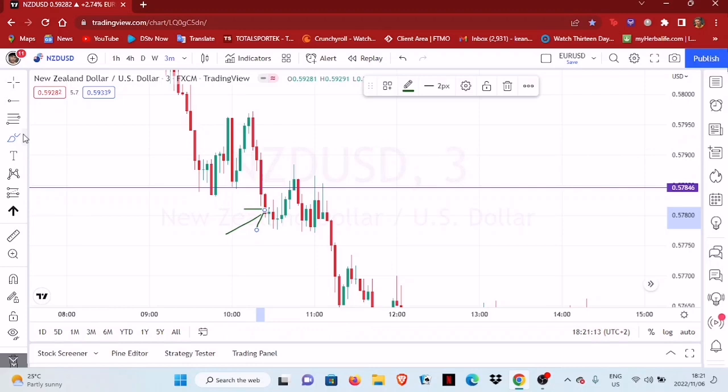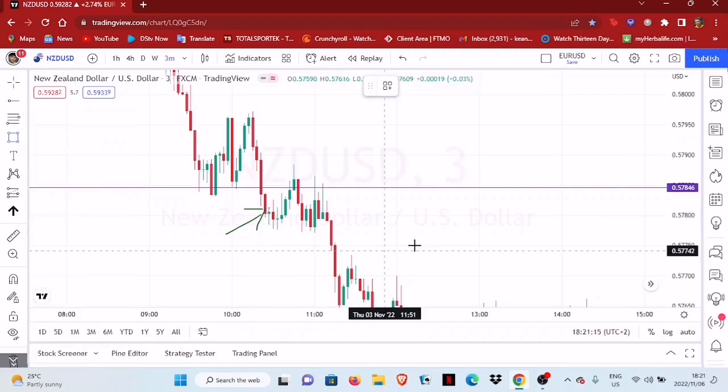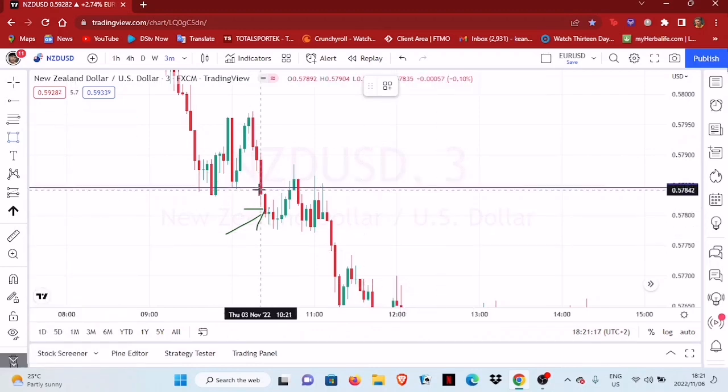Now in theory, everything that happens after this breaks and closes under there is our indication that our break has happened. Now, I need you to focus, because now this is where the fair value part comes in.